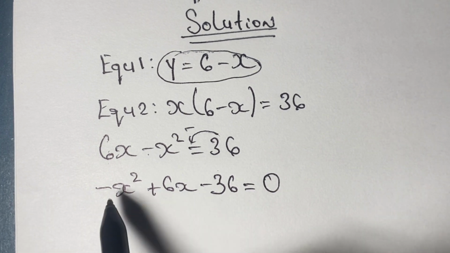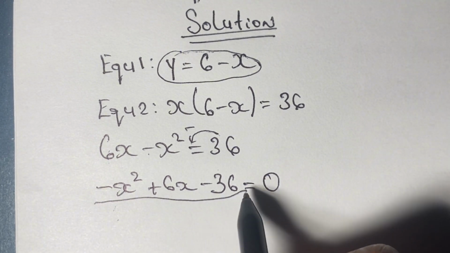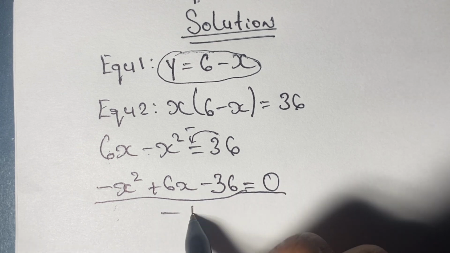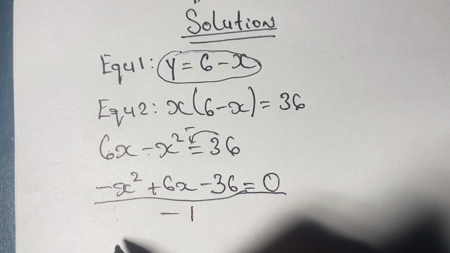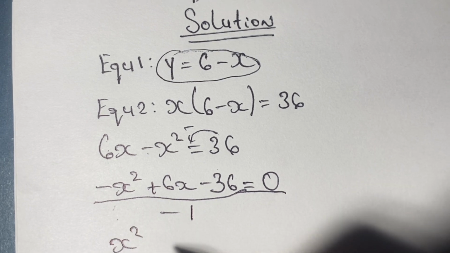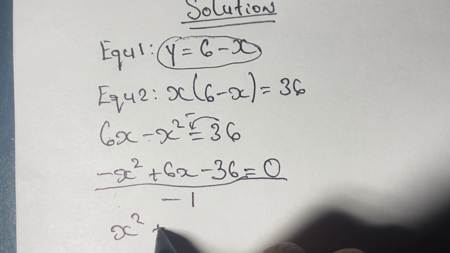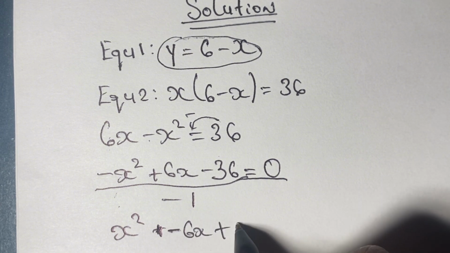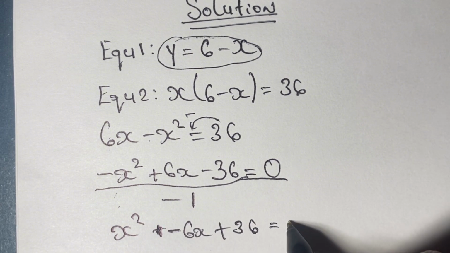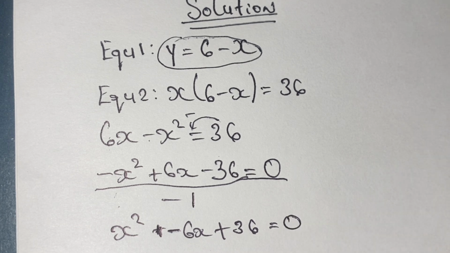Now in our quadratic formula, a cannot be a negative, so we divide our equation by negative 1. Dividing by negative 1 will get rid of the negative a value, so we would have x squared minus 6x, and we know that a negative times a negative is a positive, so we have positive 36 equal to 0.